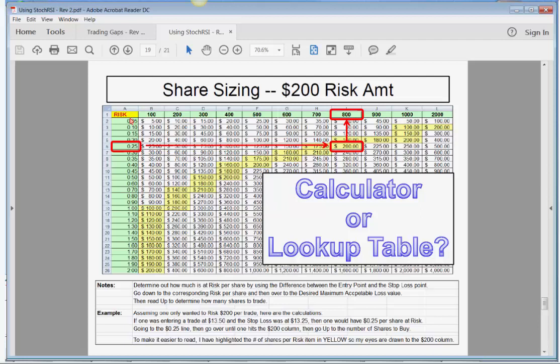It's exactly what's going on under the hood with his. You're telling it how much you want to risk by putting in the entry and the stop, and then it tells you how many shares you can buy. Simple as that.